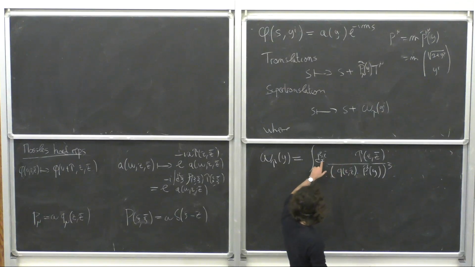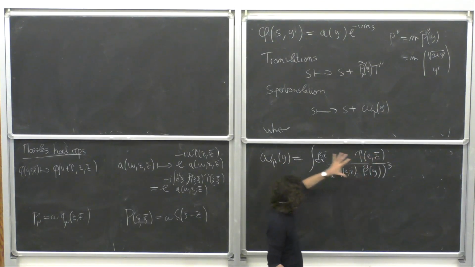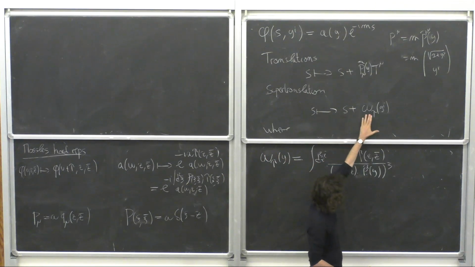From your super translation, you can think of this as a boundary to bulk propagator going from the boundary of the hyperboloid to the bulk of the hyperboloid. You're constructing a function on the hyperboloid, and you shift s by this function.